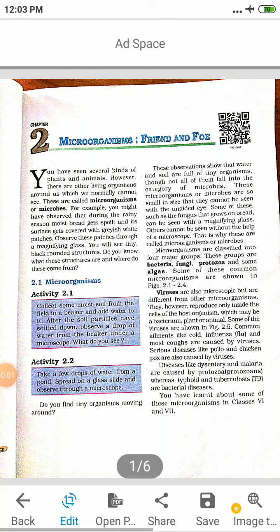Sairam children, today we will start lesson number 2, microorganisms, friend and foe. Before we start the lesson, let us do 3 omkars.